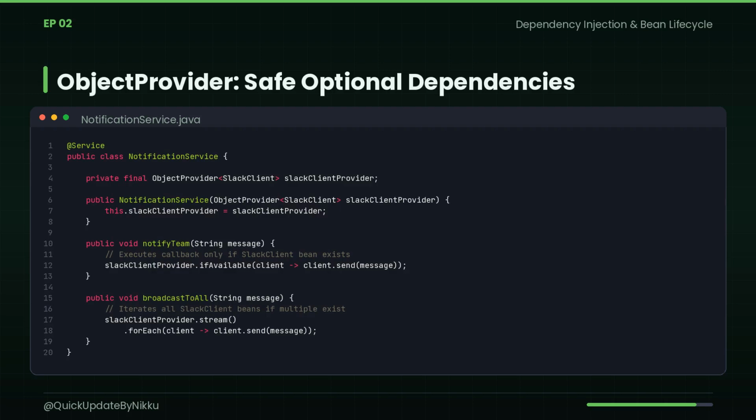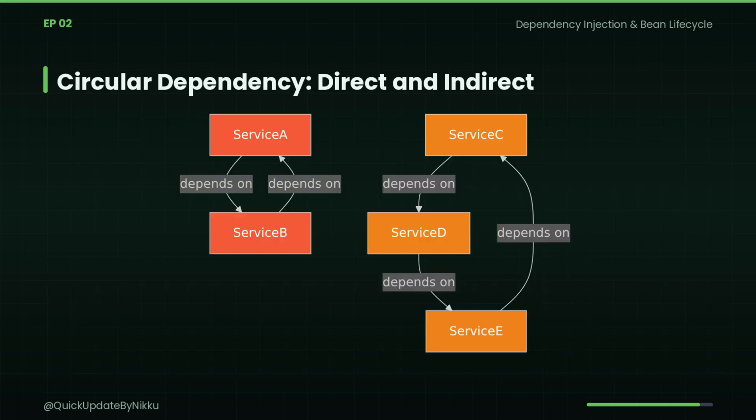A circular dependency occurs when bean A requires bean B in its constructor and bean B requires bean A in its constructor. Spring cannot instantiate either bean first because each depends on the other already being fully constructed. The same problem arises in longer chains, where service C depends on service D, service D depends on service E, and service E depends back on service C. With constructor injection, Spring detects these cycles at startup and fails fast with a BeanCurrentlyInCreationException.